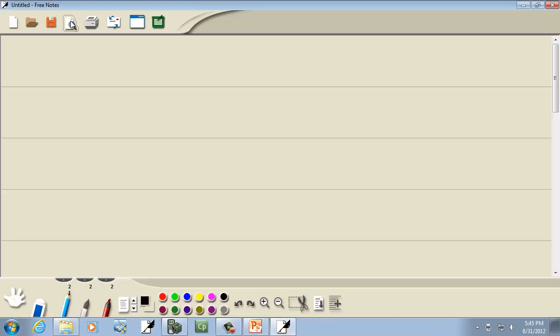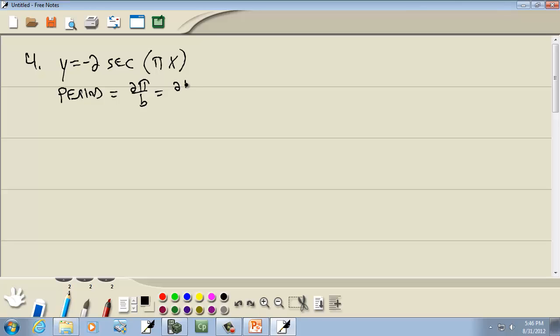And let's take a look at this one. We've got y is equal to negative 2 secant pi x. Okay, let's find our period first. Our period is going to be equal to 2 pi over b. B is the number for x, which is pi. So I got 2 pi over pi. Pi is going to cancel, and we've got 2.